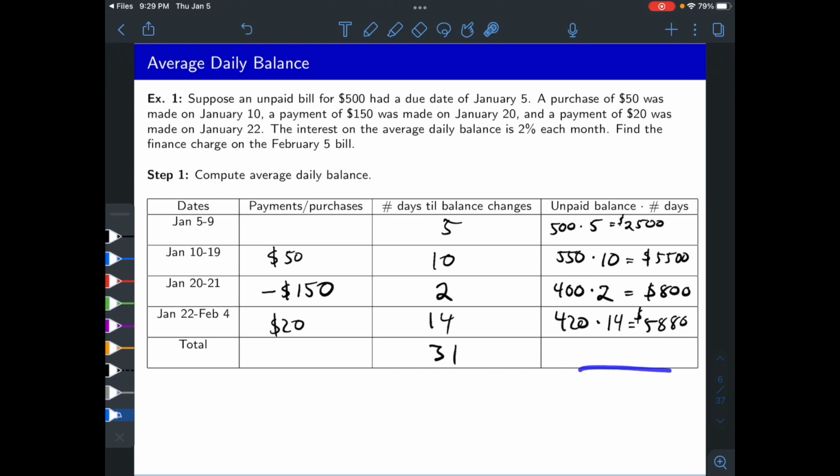Let's make our total column. This is going to help out here. So the total column, I'm just going to add all of these things up. Okay, so we do 5,880. That's stored in my calculator here. So let's just do that. Plus 800, plus 5,500, plus 2,500. And we get a total of 14,680.